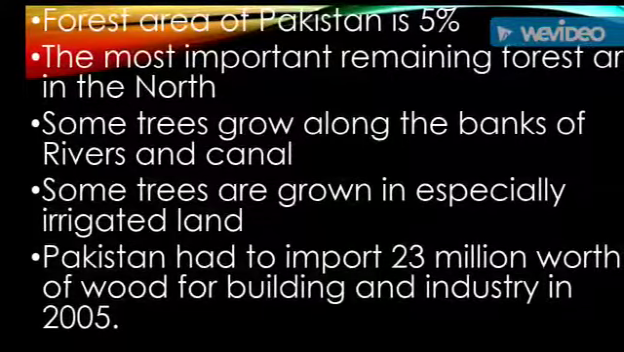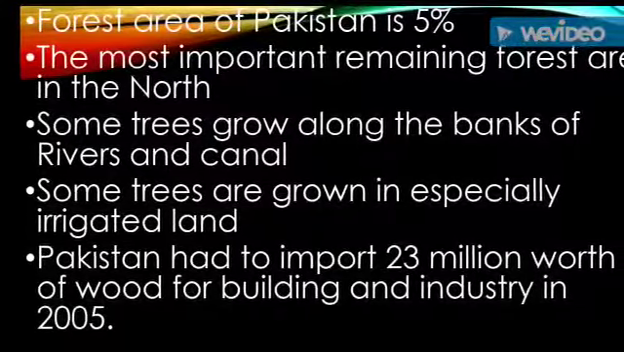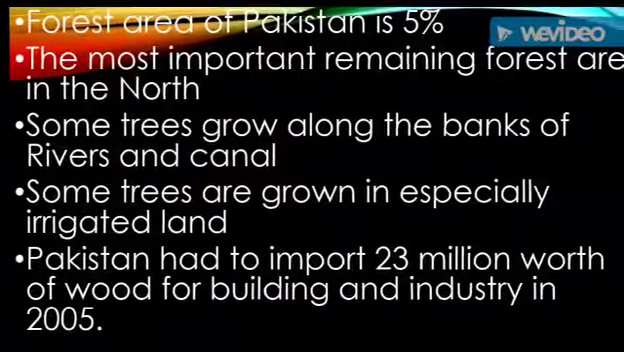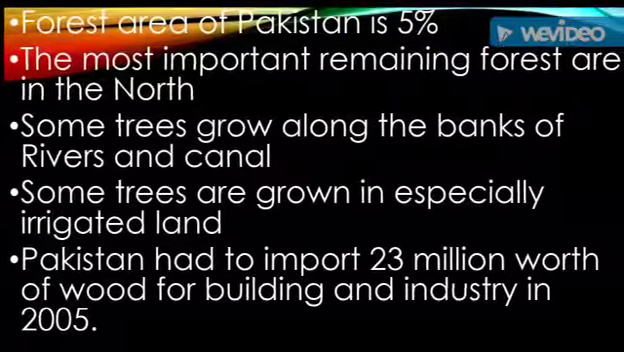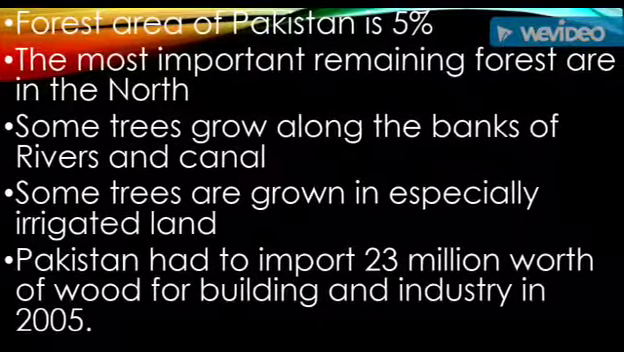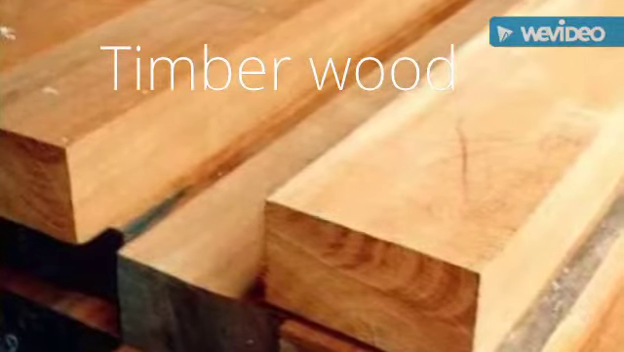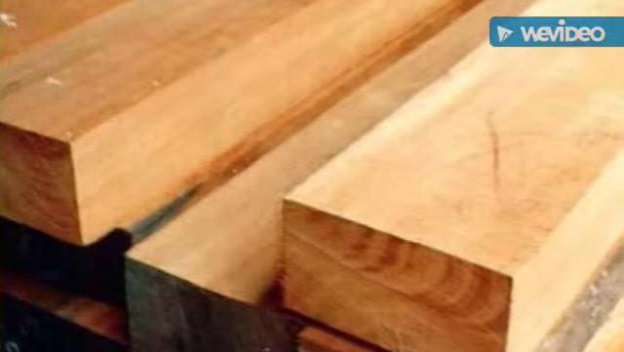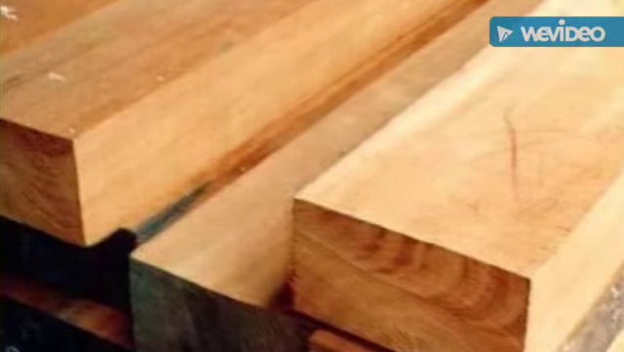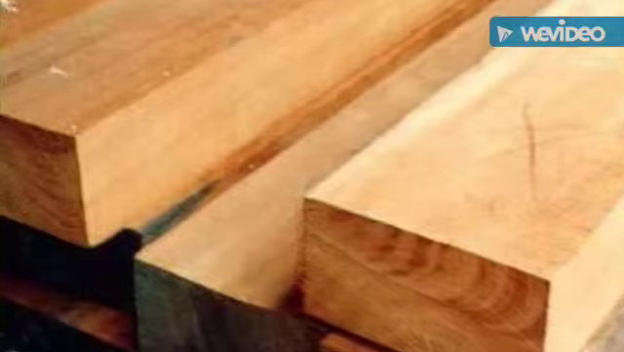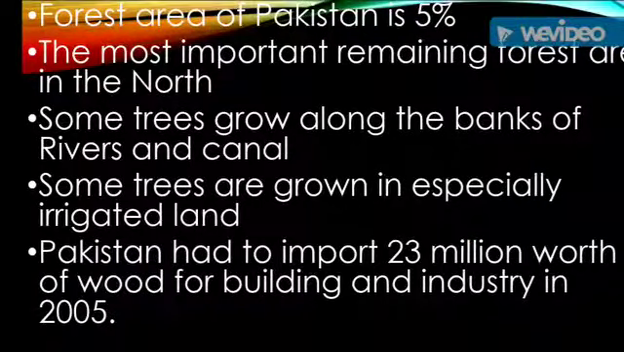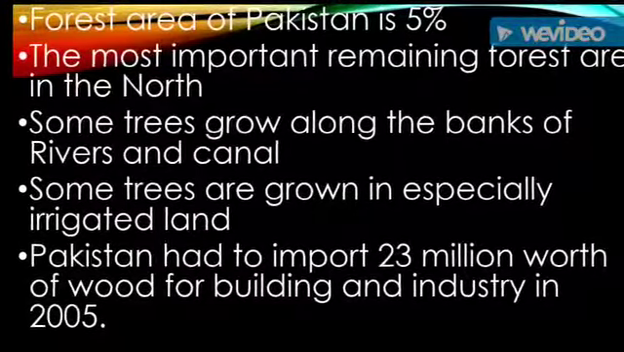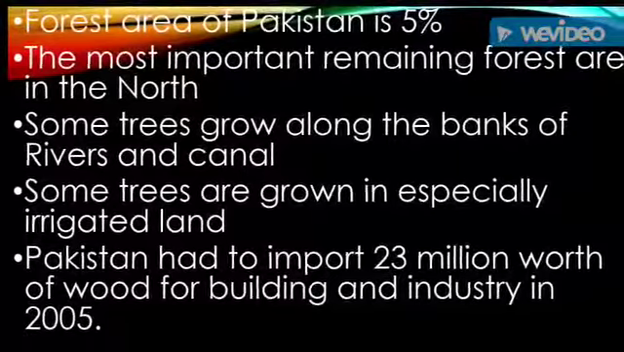Some trees grow along the banks of rivers and canals where their roots help to stabilize the soil. Some trees are grown in specially irrigated land. The timber is used mainly for building, paper making, furniture and sports equipment such as cricket bats and hockey sticks. Pakistan had to import more than Rs 23 million worth of wood for building and industry in 2005.